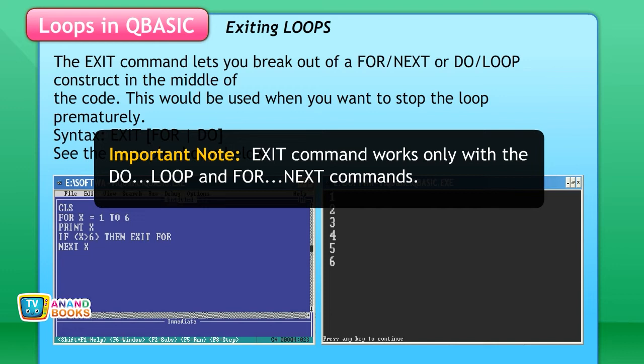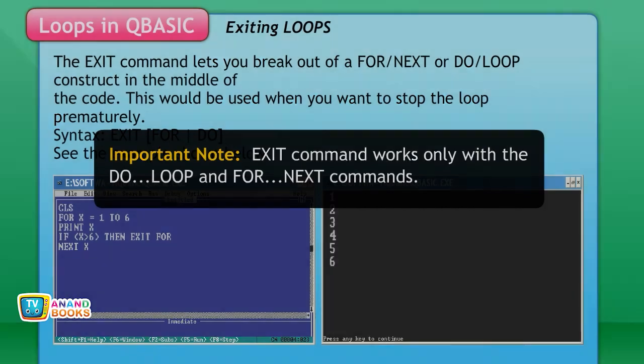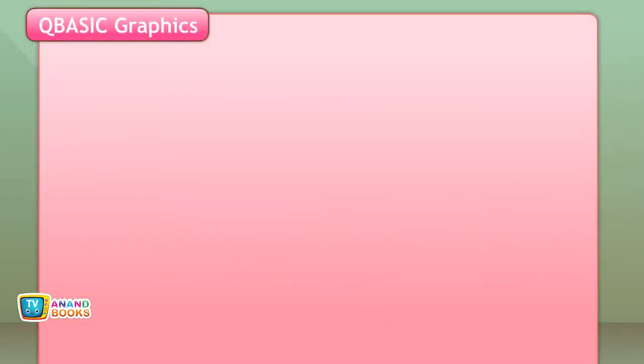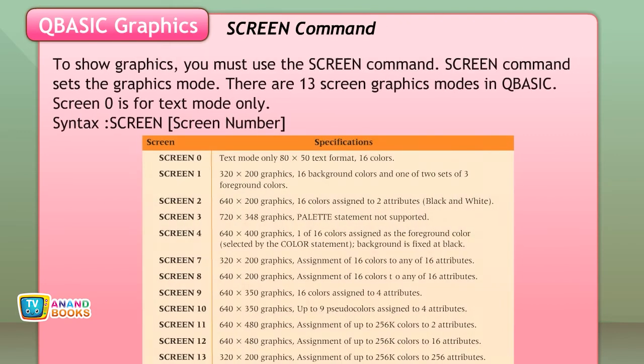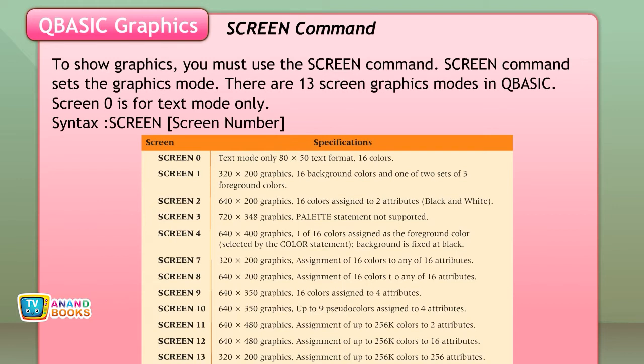Chapter 6 works on QBasic with loops and graphics. Chapter overview: Introduction, Loops in QBasic, Exiting loops, QBasic graphics. Introduction. QBasic is a very simple programming language. It was developed in 1987. It is a light version of QuickBasic. The best aspect of QBasic is that it has a close resemblance to the English language.